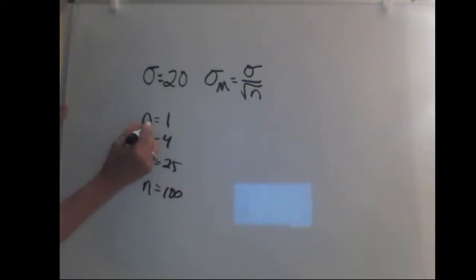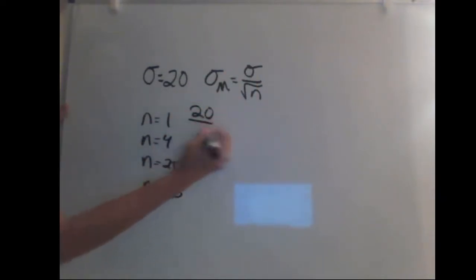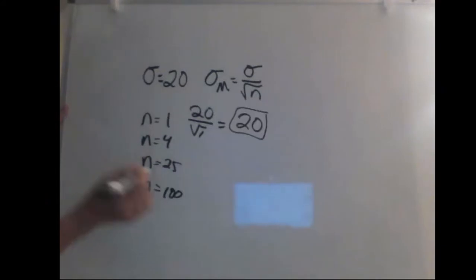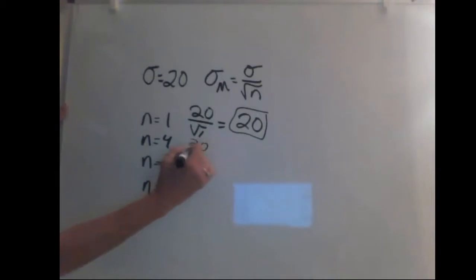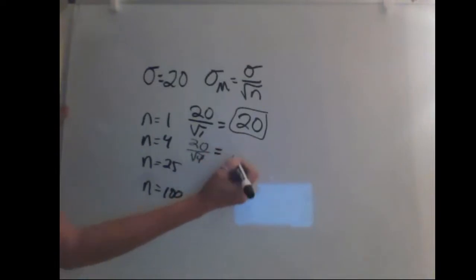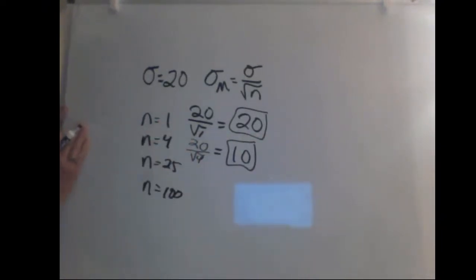So for the first group, we have an n of 1. We take the standard deviation of 20, divide it by the square root of 1, which is 1. So for an n of 1, the standard error of the mean is 20. Now we have an n of 4. We still have the same standard deviation of 20 divided by the square root of 4, which is 2. So the standard error of the mean for an n of 4 is going to be 20 divided by 2, and now it's 10. So already our standard error is going down with the larger sample size.